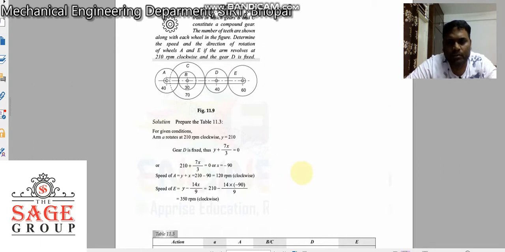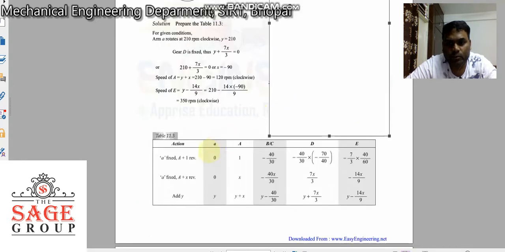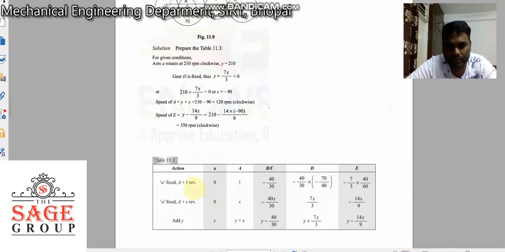So no problem. First, our objective is to make this table. Dear student, look here very carefully. In the first column is the arm, and this is A. Then B and C are written together as the revolution of B, because they are on the same shaft. Understood? Then D here, and then last E, and that is very simple like the previous one.